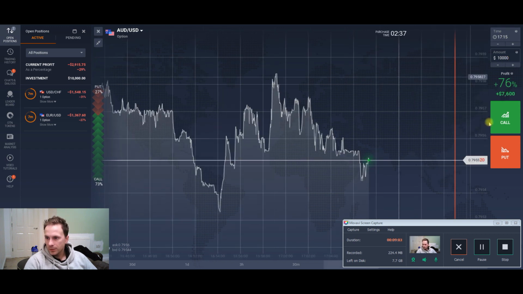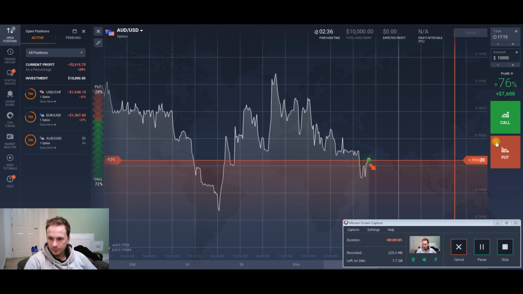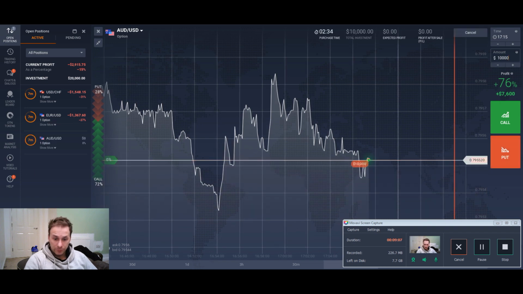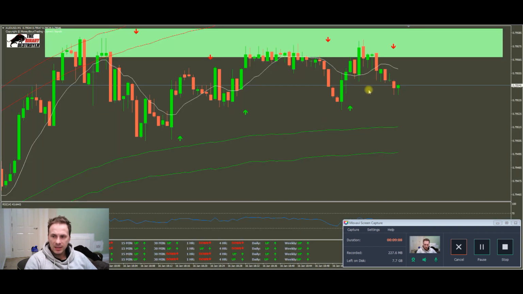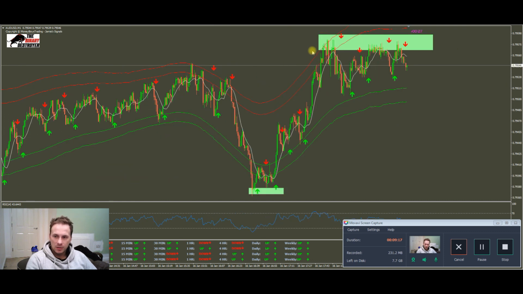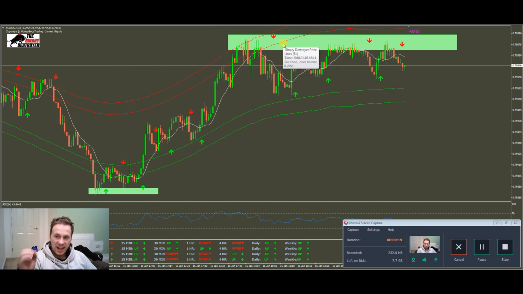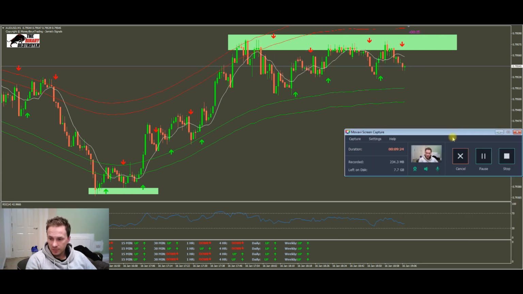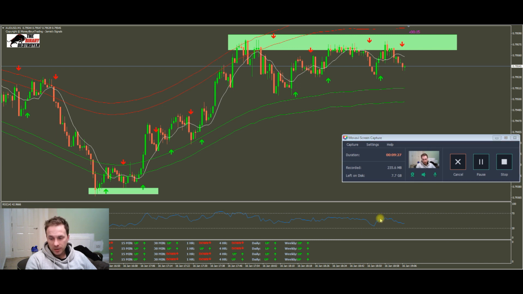Right, let's go for 7 minutes. Down. So we now got 3 trades on. Pretty simple. Okay, we've got another red signal rejecting from that zone. Can you see that? We are rejecting heavily from that resistance area, big time. It's not breaking it. What's the RSI saying? RSI is going down.